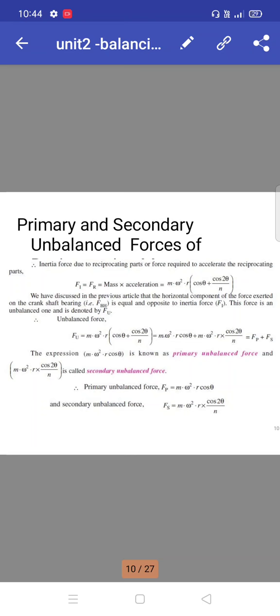The primary unbalanced force F suffix p is equal to m omega square r cos theta. The secondary unbalanced force F suffix s is equal to m omega square r into cos 2 theta by n.